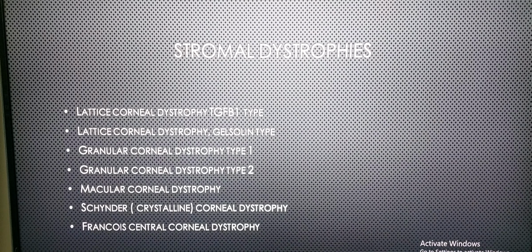Stromal dystrophies. Stromal dystrophies are lattice corneal dystrophy type 1, lattice corneal dystrophy Gelsolin type, granular corneal dystrophy type 1, granular corneal dystrophy type 2, macular corneal dystrophy, Schnyder or crystalline corneal dystrophy, and François central cloudy dystrophy. To memorize the stromal dystrophies, their abnormality and the stain which is used to distinguish them, there is a mnemonic. Can somebody tell what that mnemonic is?